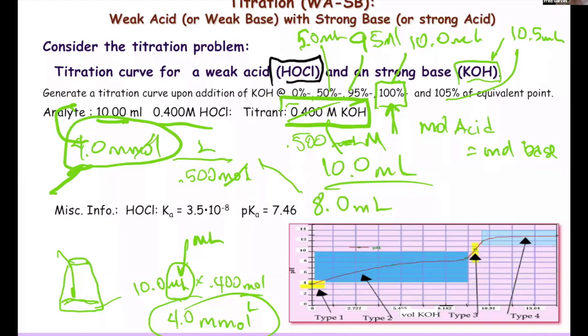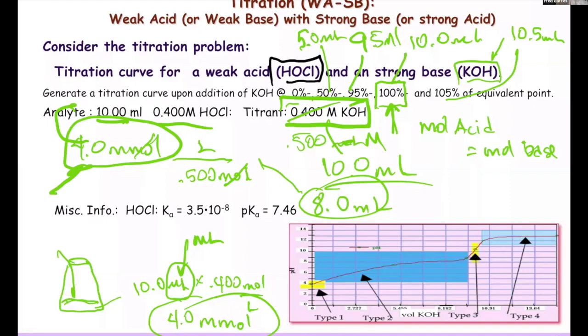If my acid concentration is 0.4 and I have 10 mL, and my base is stronger by 20%, then I would need a lower volume to reach the equivalence point. 8 milliliters is a lower volume than 10. So use your chemistry knowledge to make sure you're in the right ballpark. Of course, it's going to take a lower volume because you have a higher concentration of your titrant.